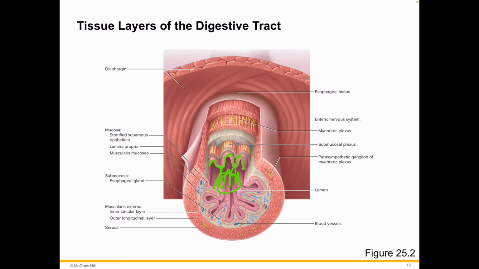So this is going right into the stomach. So here's the diaphragm right here, this large muscle. So the esophageal hiatus is where we're coming in through. The esophagus is descending through this part of the diaphragm.